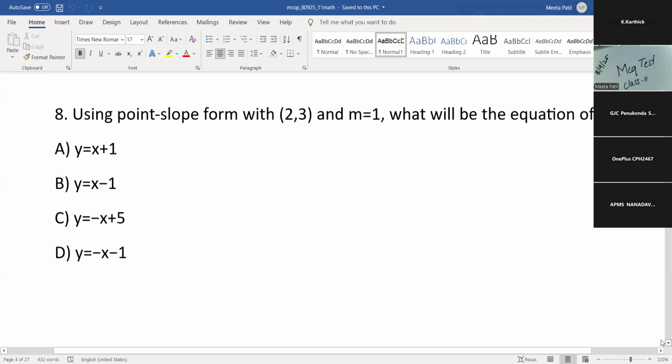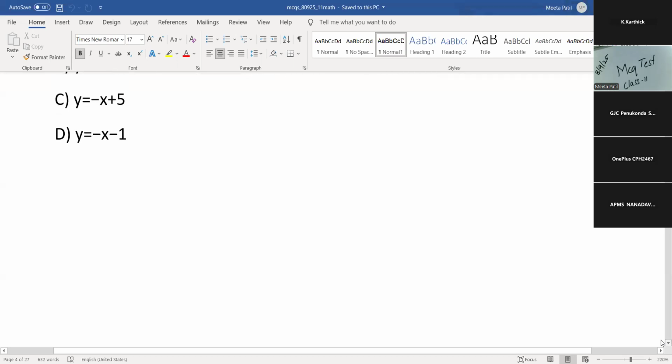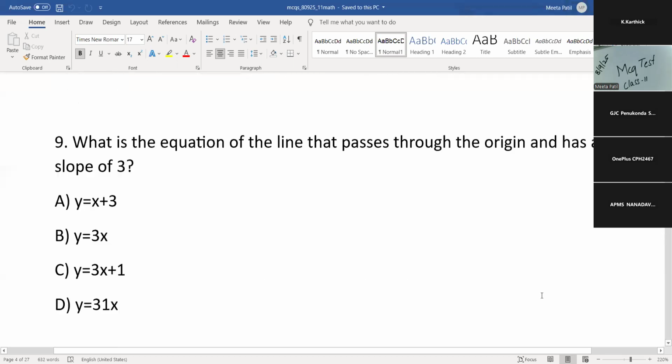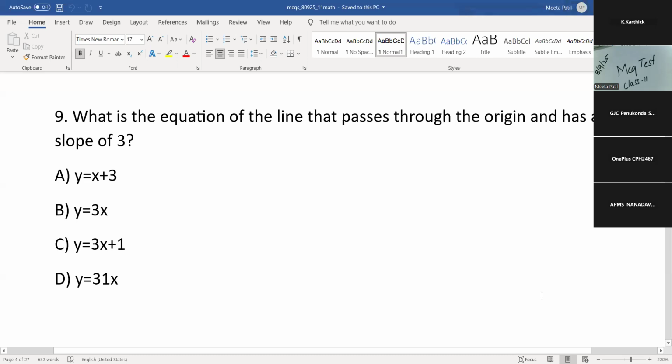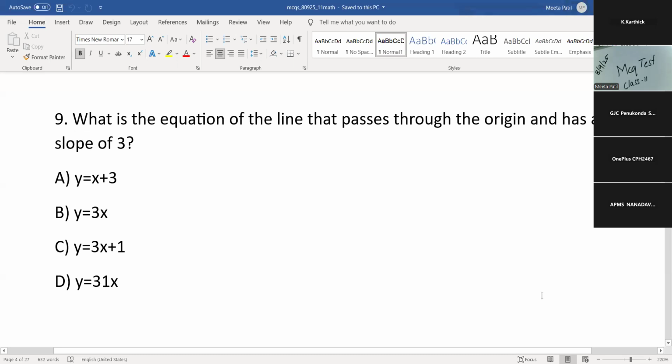Okay, so we are moving to the next question. Question number 9: what is the equation of the line that passes through the origin that has a slope of 3? Here you have option A, y is equal to x plus 3, option B, y is equal to 3x, option C, y is equal to 3x plus 1, and option D, y is equal to 3x.